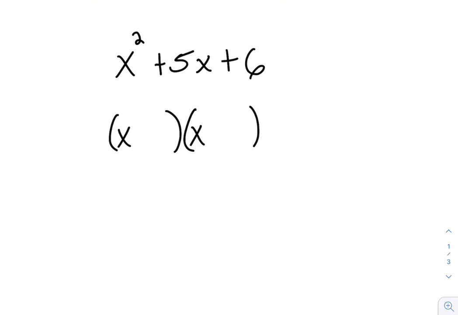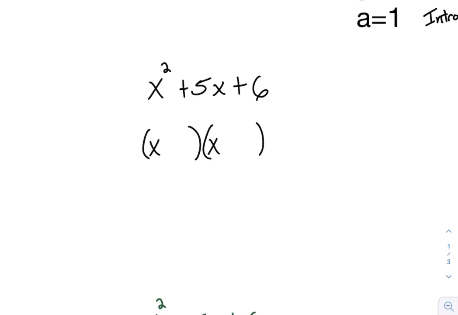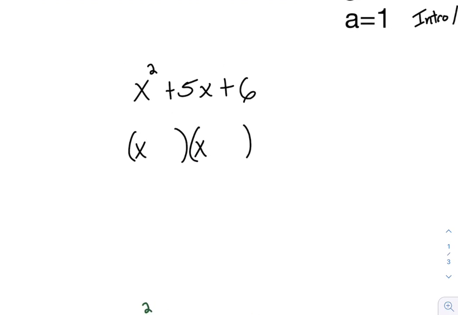Alright, so what I need to do is find out what numbers go in those 2 spots, plus or minus some kind of number, plus or minus some kind of number. I need to find those numbers. And the way we do that is we know that we need 2 numbers that are going to multiply to this number and add to this number. And so they're always going to multiply to that constant c and add to that middle coefficient b.